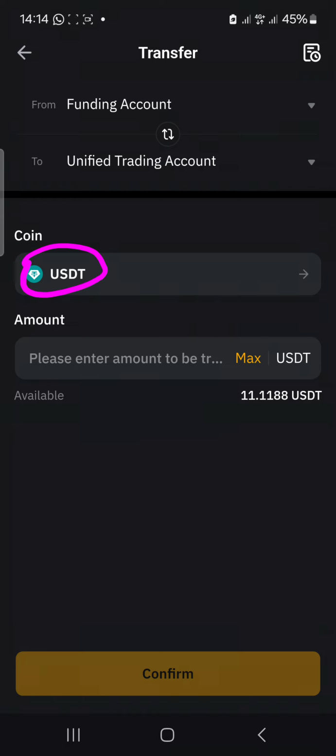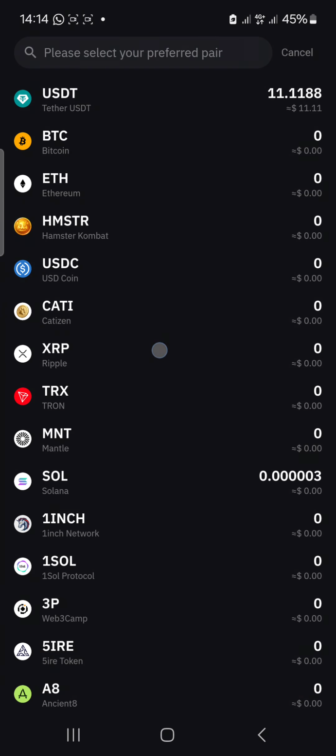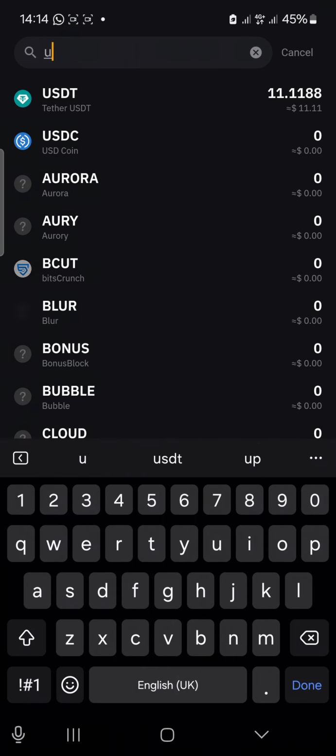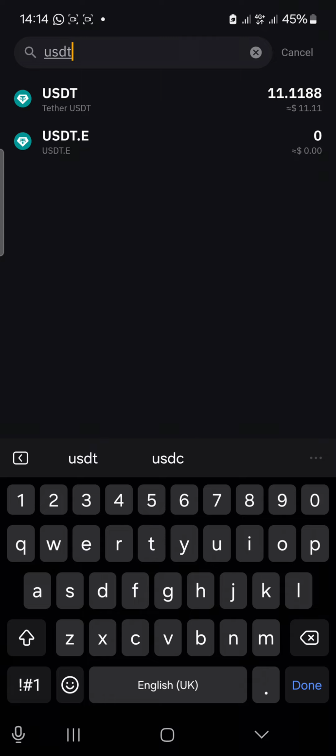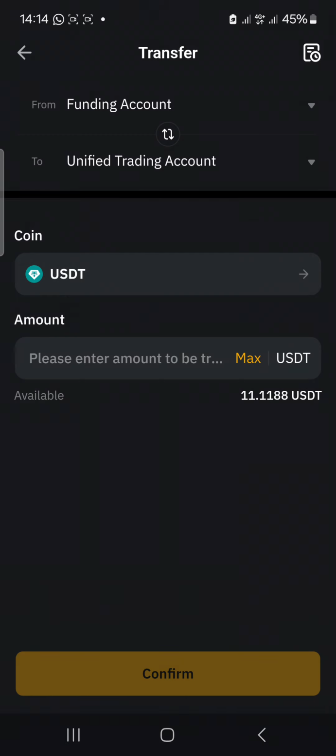Mine is showing because I'm used to transferring that. So just in case it doesn't show USDT you want to transfer, you click on this place. When you click here on this search bar, this is ByBit's procedure to trade. So in this search bar, you type USDT. Then you do max, if you want to transfer everything, or you type manually into this box.